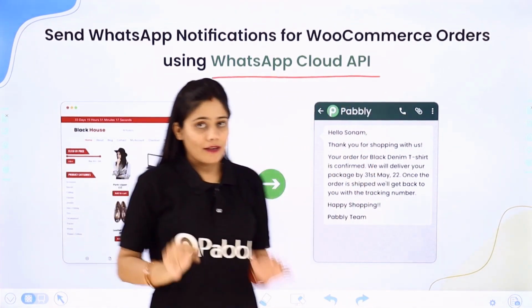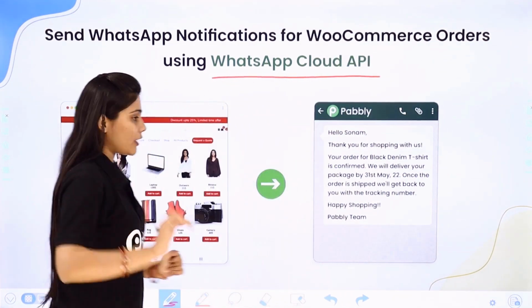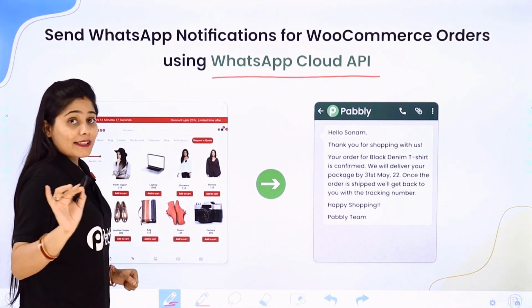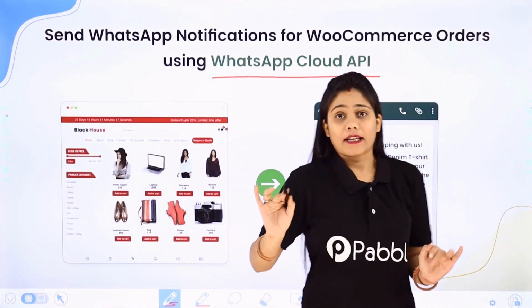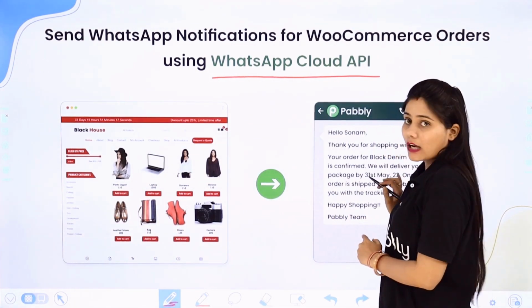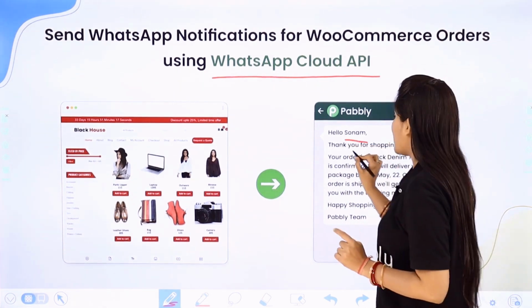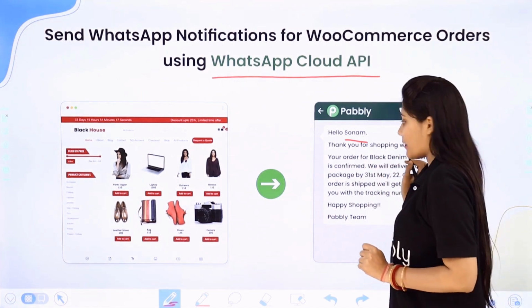Okay, so here I'll be placing an order in one of my WooCommerce stores in front of you. This is how my store will look, and you will see that as soon as I place an order, an instant and automatic WhatsApp message will arrive on my account, saying, "Hello Sonam," along with my name, "thank you for shopping with us. Your order for black denim t-shirt is confirmed."